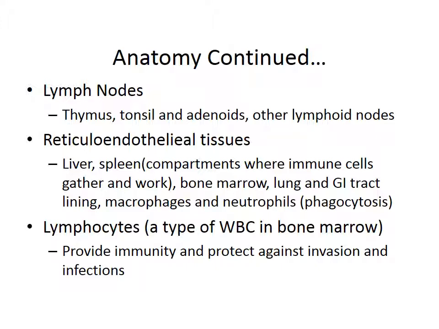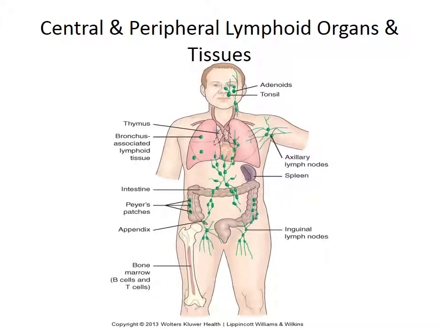The lymph nodes are the thymus, the tonsil, and the adenoids, and other lymphoid nodes. And the reticuloendothelial tissues are the liver, spleen, and any compartment where immune cells gather and work, bone marrow, lung and GI tract lining, macrophages, and neutrophils, which are responsible for phagocytosis. Additionally, lymphocytes, a type of white blood cell in the bone marrow, provide immunity and protection against invasion and infections. The following slide depicts the central and peripheral lymphoid organs and tissues located in the body.